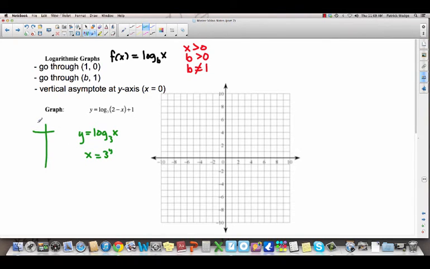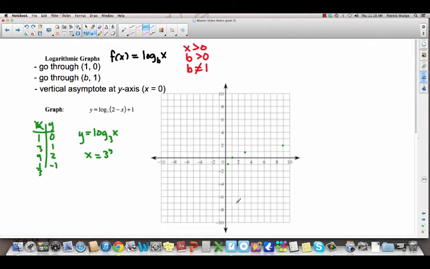And we can quickly get some points. If our y is 0, x will be 1. If our y is 1, x will be 3. If our y is 2, x will be 9. Can't go any higher because x's won't fit. How about we put one negative in there too? If y is negative 1, x is 1/3. So (1, 0), (3, 1), (9, 2), (1/3, -1).